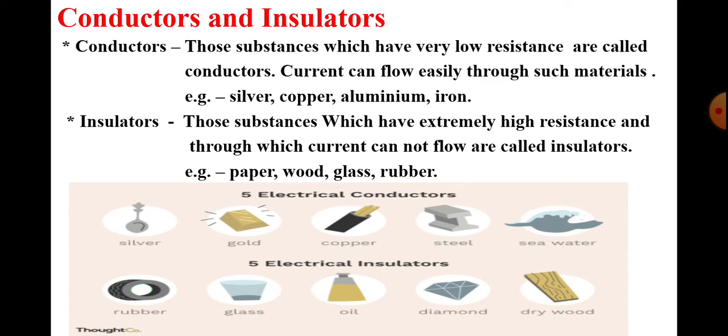Conductors and insulators. Conductors: those substances which have very low resistance are called conductors. Current can flow easily through such materials. For example, silver, copper, aluminium, iron. Insulators: those substances which have extremely high resistance and through which current cannot flow are called insulators. For example, paper, wood, glass and rubber.